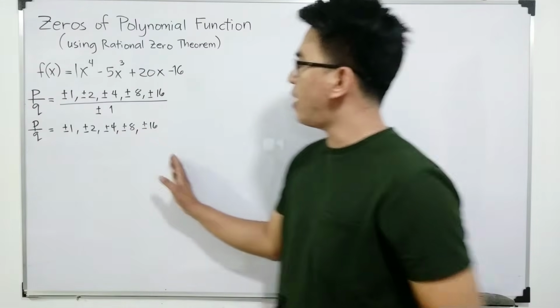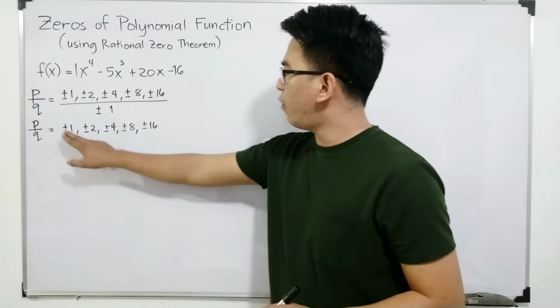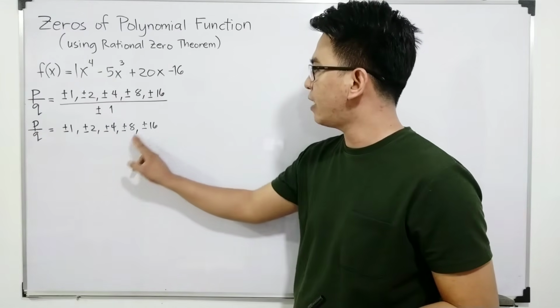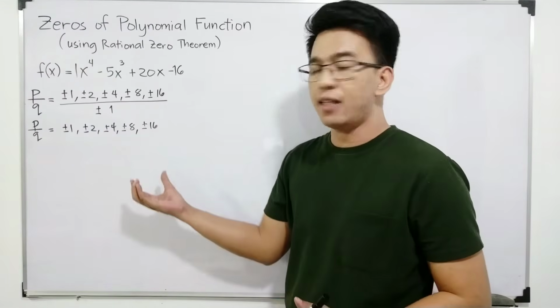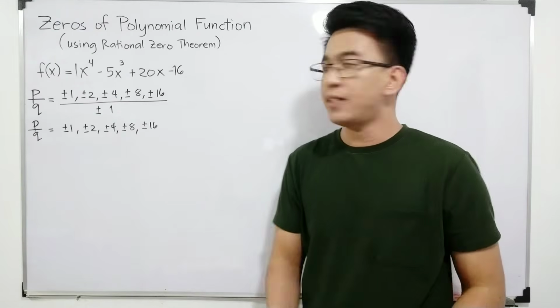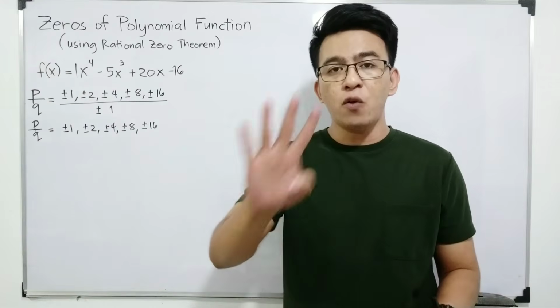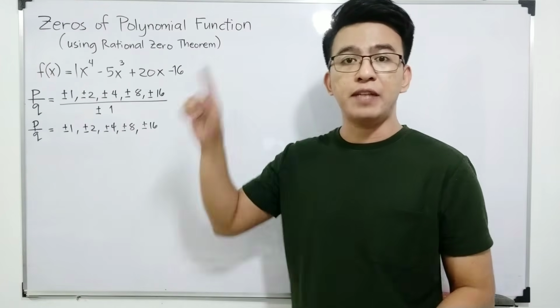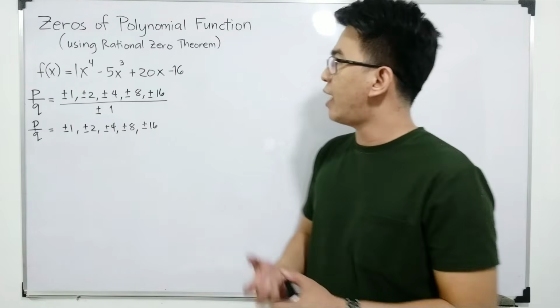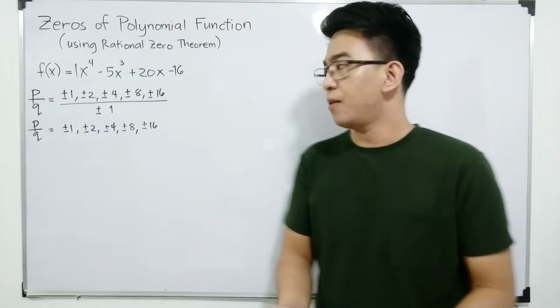So ito ngayon yung mga possibilities na meron tayo. We have 1, 2, 3, 4, 5, 6, 7, 8, 9, 10. We have 10 possible zeros of x. And since yung ating degree ay 4, we are expecting 4 possible zeros of this function. So sabi ko sa inyo kanina, we will use synthetic division.